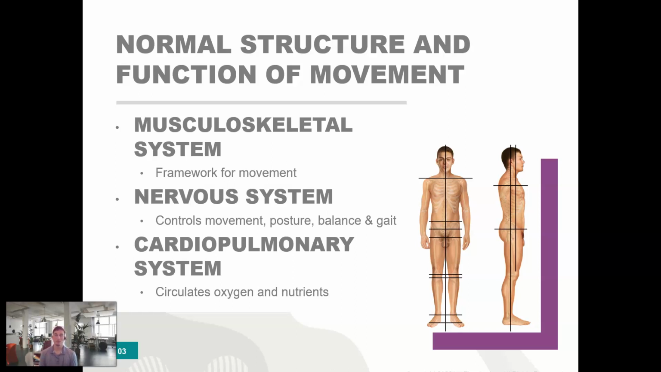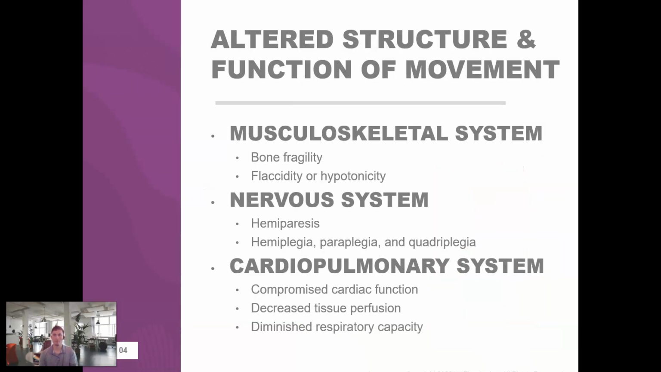And then finally, the cardiopulmonary system is what's going to actually exchange and send nutrients and oxygen throughout the body so that the musculoskeletal and nervous system have the right nutrients and oxygen required to do their job. So it's really a synergistic impact between the musculoskeletal, the nervous, and cardiopulmonary system.